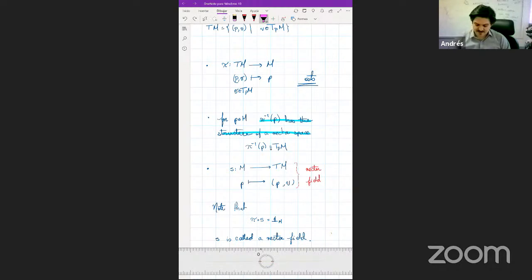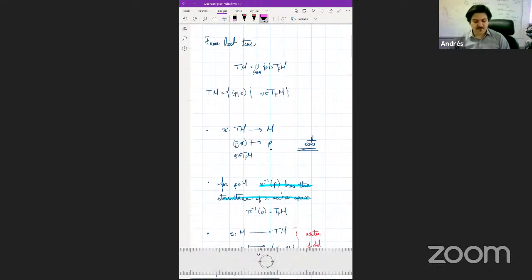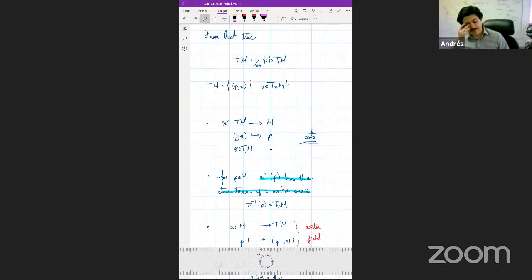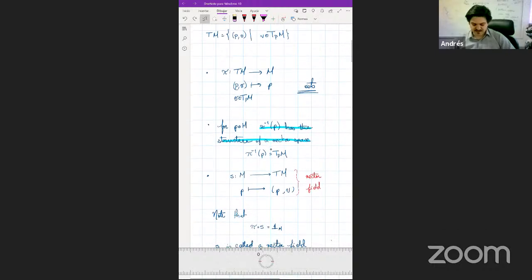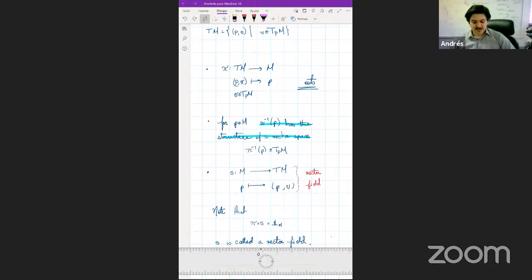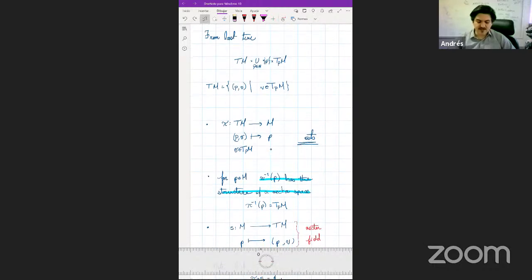Okay, so far this is just sets. We start with a smooth manifold. We have a new space, TM, a projection, and we have this special type of functions. So now we are going to give TM a structure that will make it a smooth manifold. But already note from the definition, if we assume that this is a manifold, what is the dimension of TM?